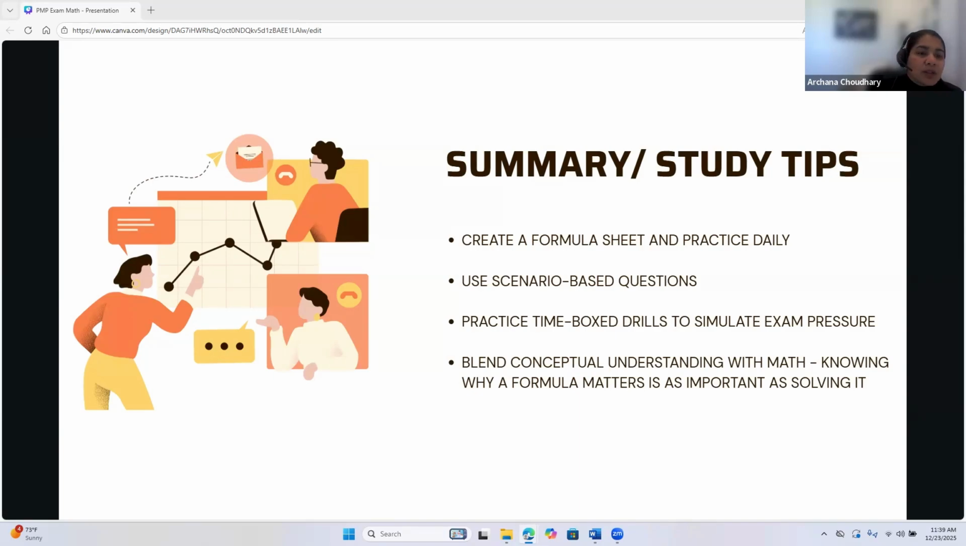PMP is not testing calculator skills, right? It's testing decision logic, simple maths formulas, and understanding the concept. So practice the right way. That's very important. Don't practice maths in isolation. Instead, take full-length PMP questions and focus on why this formula, what's the logic behind it.